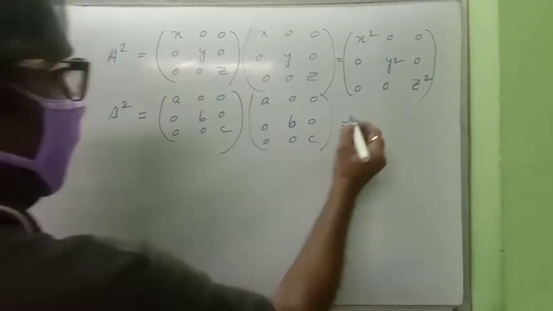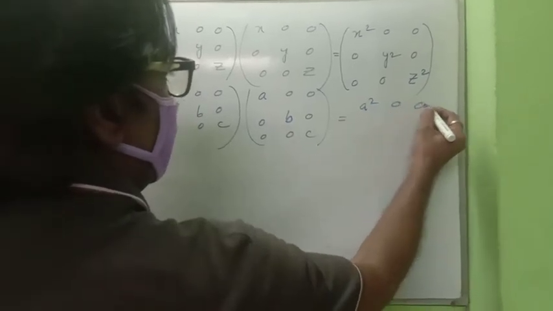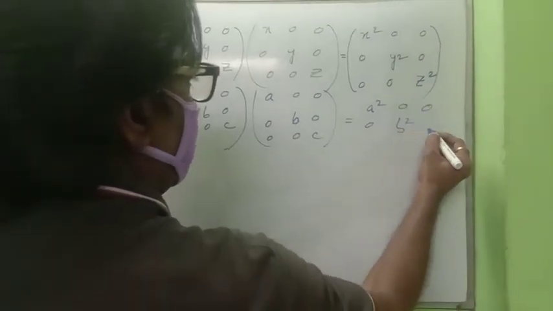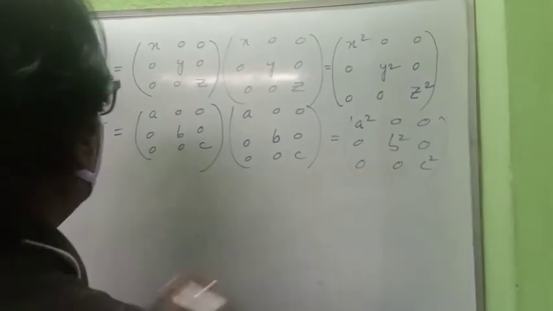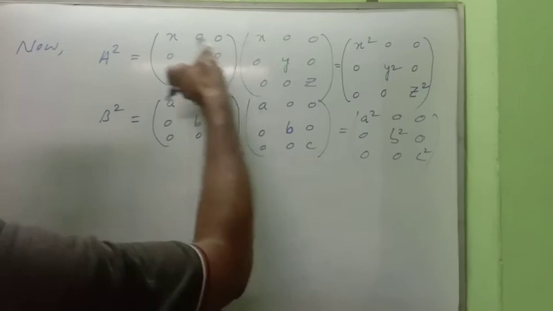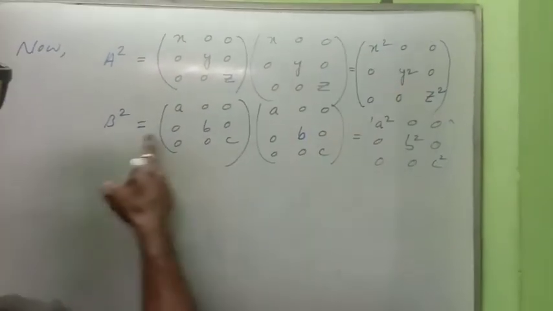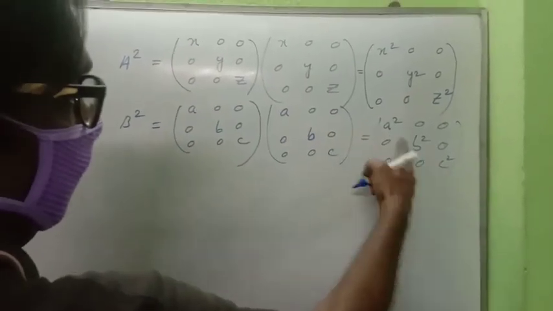Same process I will get here. A square: 0 0 0, B square: 0 0 0, C square. So what is the result here? A square you are getting just x square, y square, z square. B square you are getting a square, b square, c square, remaining part 0.